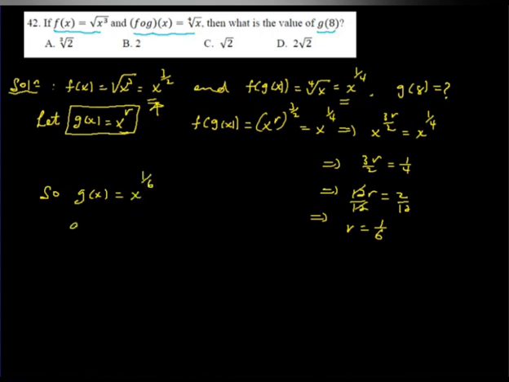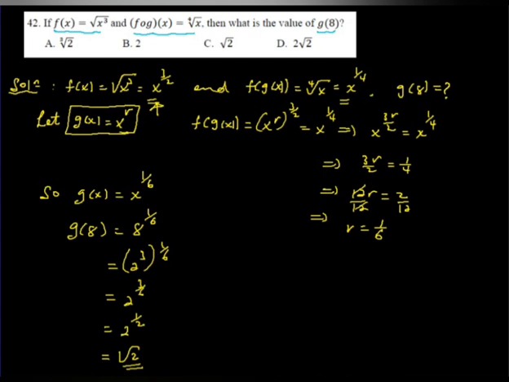Now we can calculate g of any number. G of 8 becomes 8 to the power of 1 over 6. 8 means 2 to the power of 3. 2 to the power of 3, to the power of 1 over 6, means 2 to the power of 3 over 6. The result is 2 to the power of 1 over 2. 2 to the power of 1 over 2 means radical 2. Therefore, g of 8 becomes radical 2.